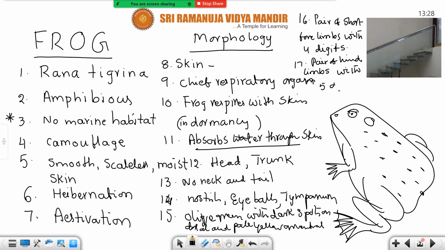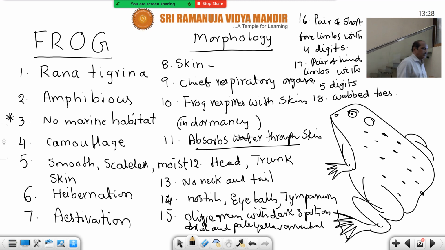Here the digital number is changed between forelimbs and hind limbs. Forelimbs have 4 digits, that is tetradactyl, and hind limbs have 5 digits, pentadactyl, with webbed toes present on the hind limbs. Whenever you say toes, it refers to the hind limb for swimming purpose. The limbs of the frog carry 4 functions: one is walking, second swimming, third leaping means jumping, and fourth burrowing. These are the 4 functions performed by the limbs of the frog. This is regarding morphological features.